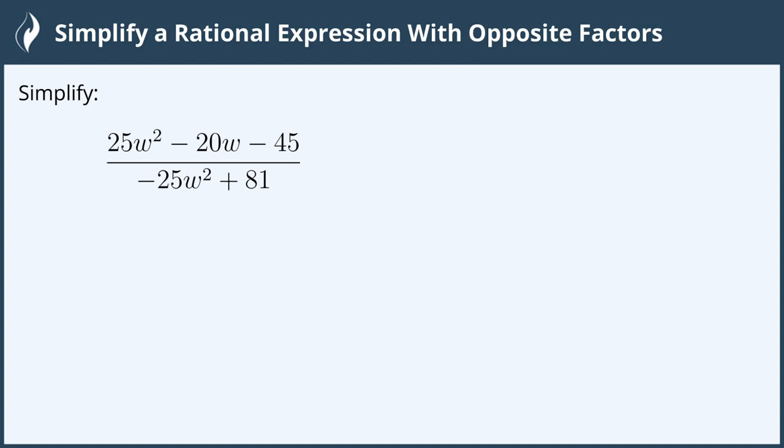The first thing we need to do is factor the numerator and denominator, because unless there are factors with multiplication signs in between, we can't simplify anything. There are some who may be tempted to simplify by dividing the 25w squared and the 25w squared, but those are connected with a subtraction and addition sign, meaning that they're terms, not factors, so we can't cancel those out. So the first thing we're going to do is factor the numerator and the denominator.